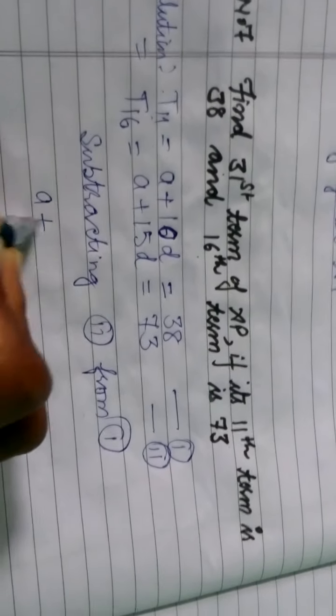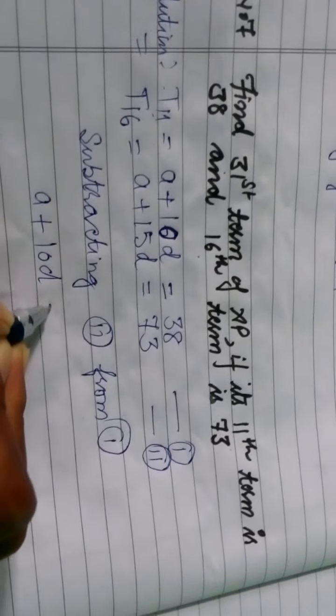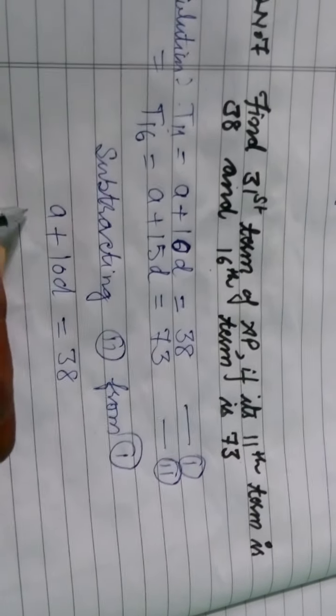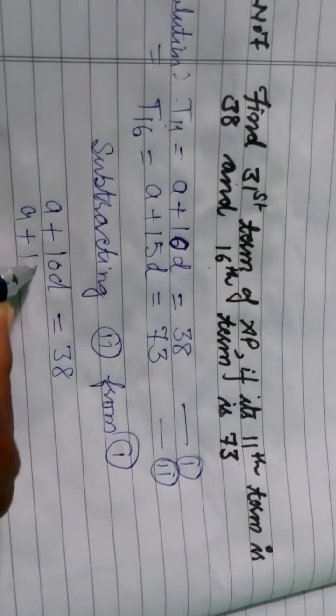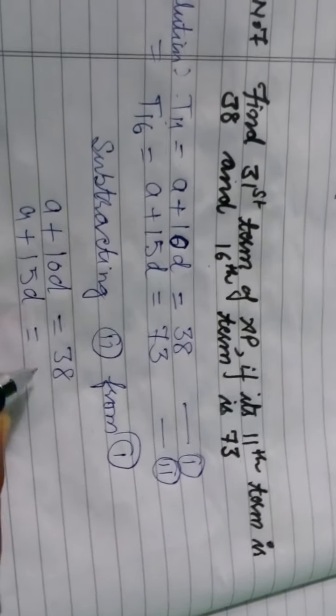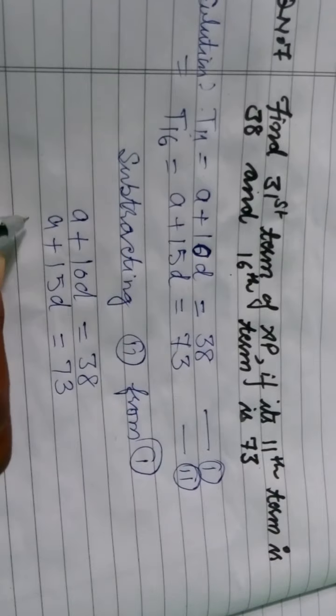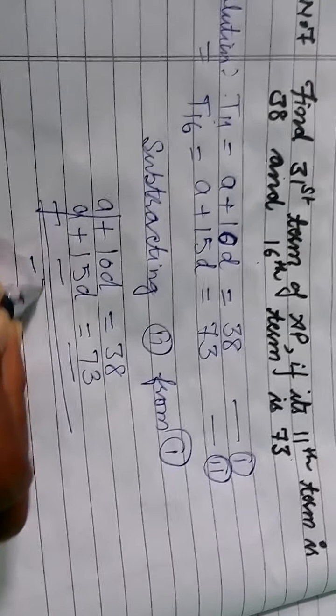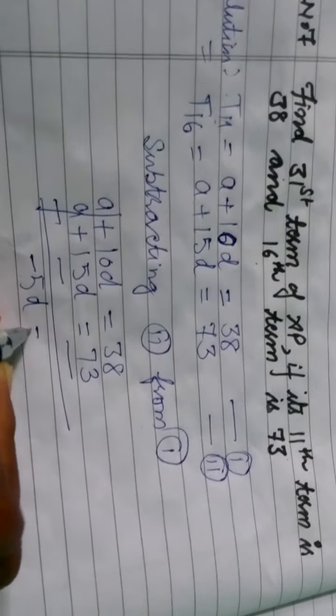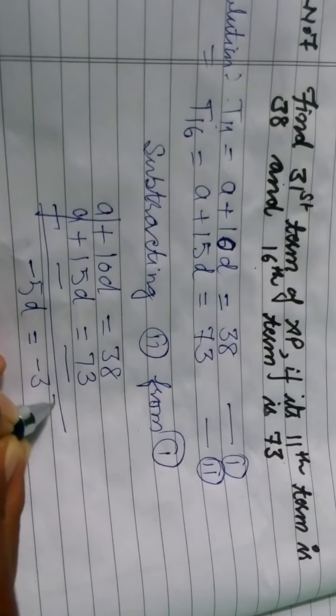Just subtract this. A plus 10D is equal to 38, and subtract the second, that is A plus 15D is equal to 73. Right, now subtract this. When we do the subtraction, what will happen? A will get cancelled, and you will be left with minus 5D, which is further equal to minus 35. Okay, and minus will get cancelled with minus, and you will be left with D is equal to 35 by 5, which is further equal to 7.